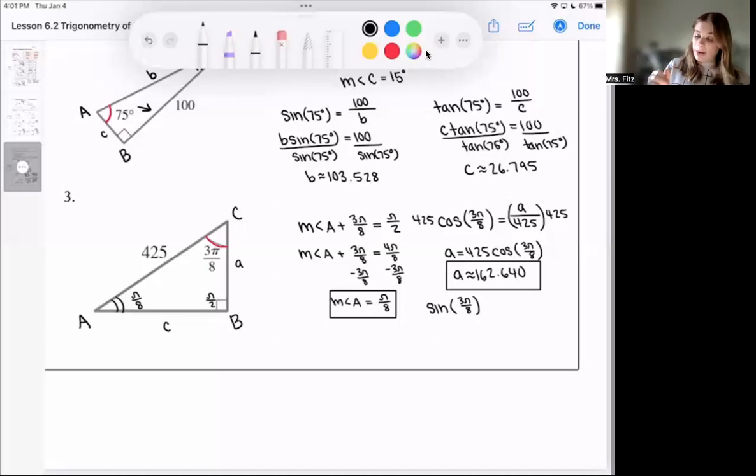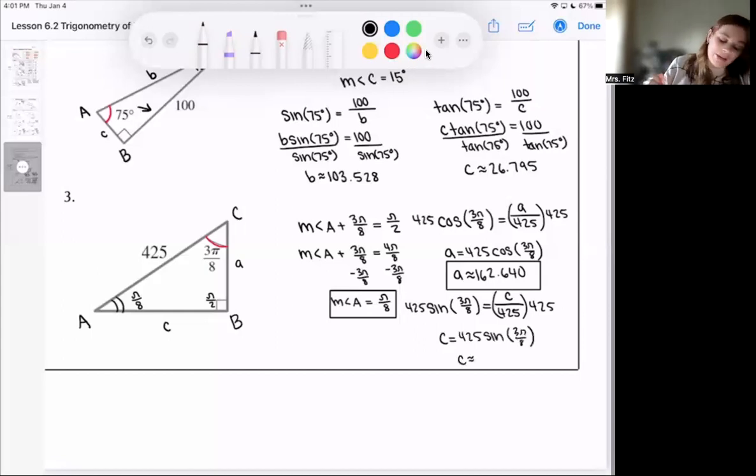Okay, so sine of 3 pi over 8 equals opposite, which is C, over hypotenuse, which is 425. Multiply both sides by 425, and C equals 425 sine of 3 pi over 8. Punch that into a calculator. I'll read the right one this time. We get approximately 392.649.